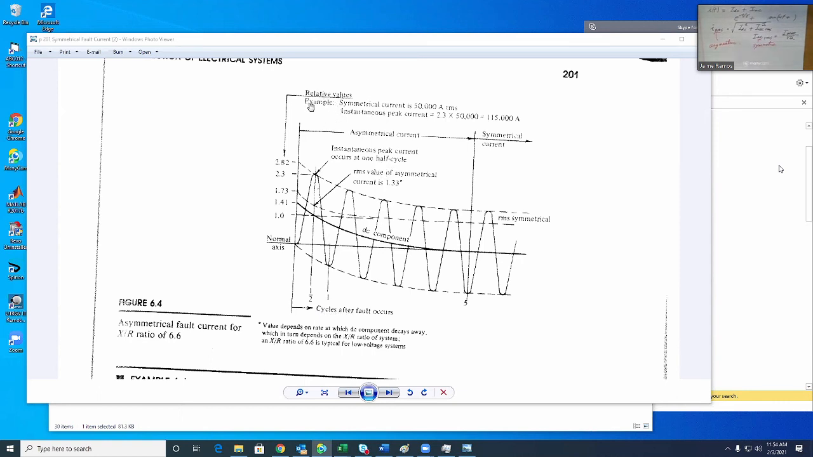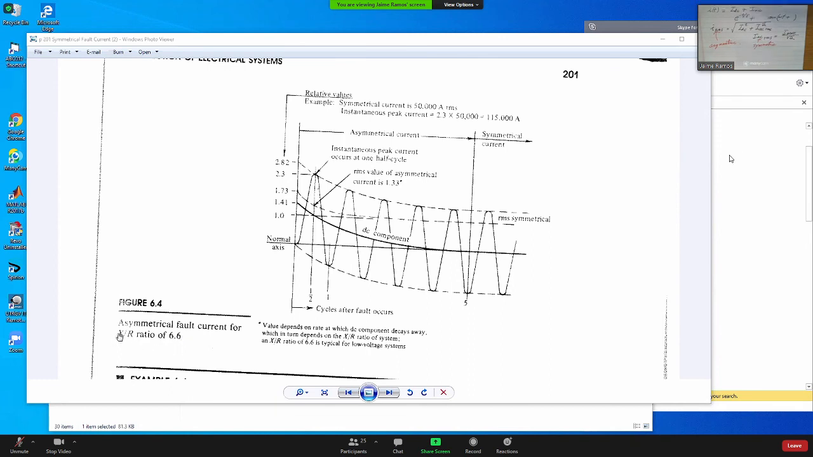So example, read at the top with me. Symmetrical current is 50,000 amps. Now this is short circuit current, okay? So the symmetrical current is 50,000 amps. And the instantaneous peak current is equal to 2.3 times 50,000, 115,000 amps. What else? It says a symmetrical fault current for an X over R ratio of 6.6.